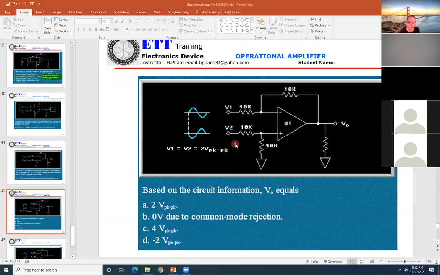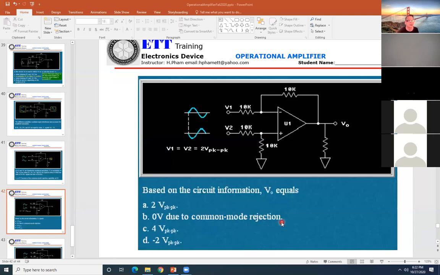And in order to calculate V2, you ground V1, and you must calculate the voltage at this point right here. 10K, 10K, and the 2 volt here, you get 1 volt here. What is the gain for V2? For the non-inverting input, it is 1 plus 10K divided by 10K. That means the gain equals 2.